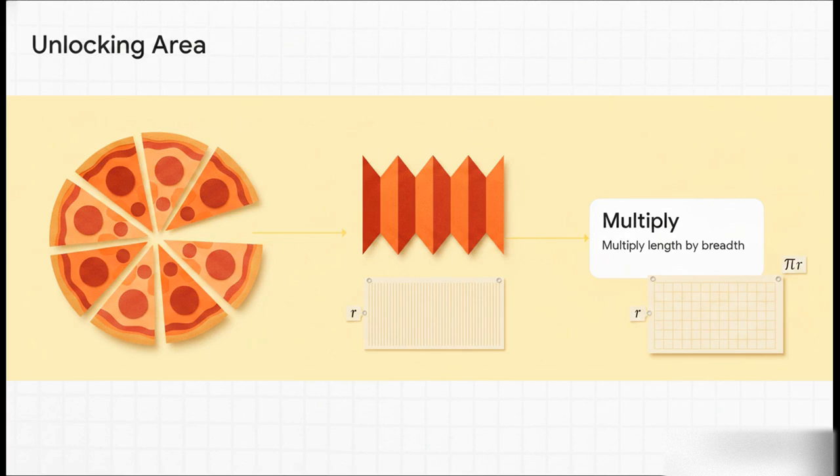The breadth of this new rectangle is just the radius of our original circle, r. The length is made up of the curved edges, which is exactly half of the circle's total circumference, making the length pi r.